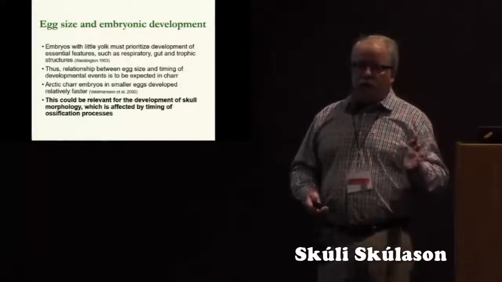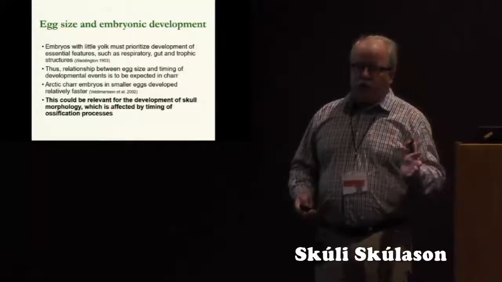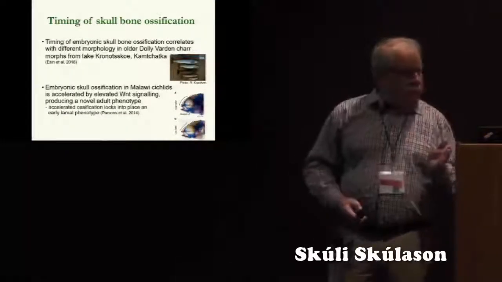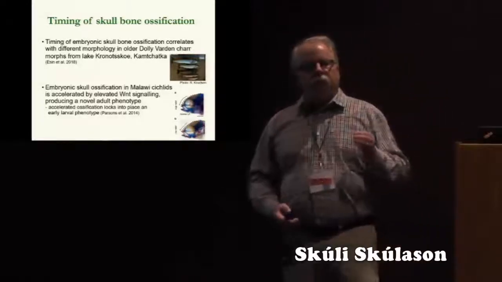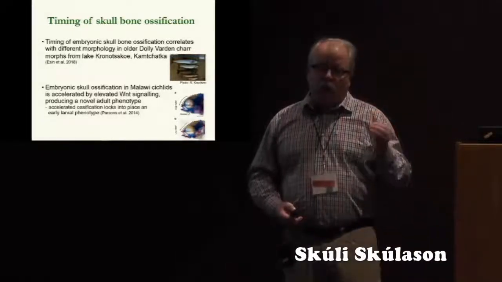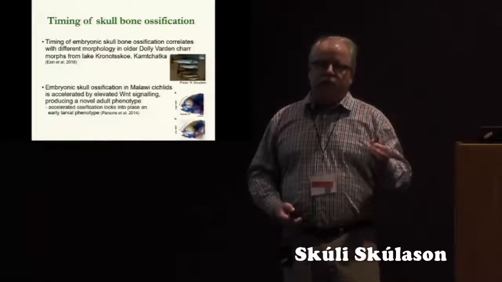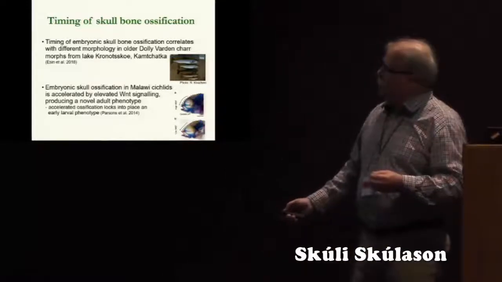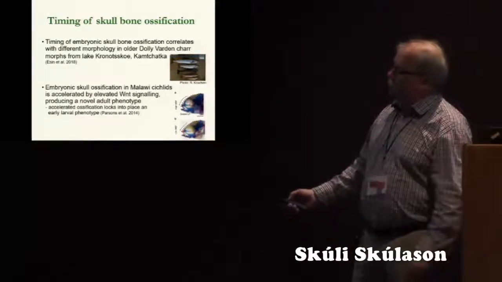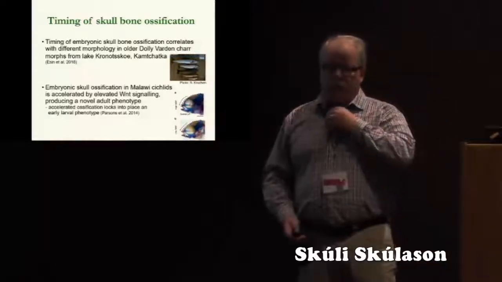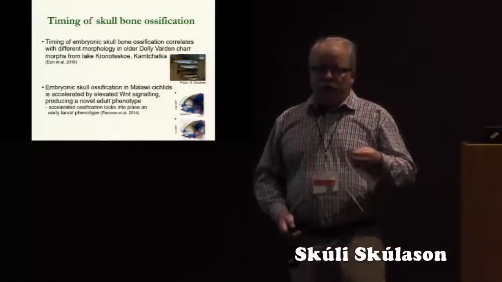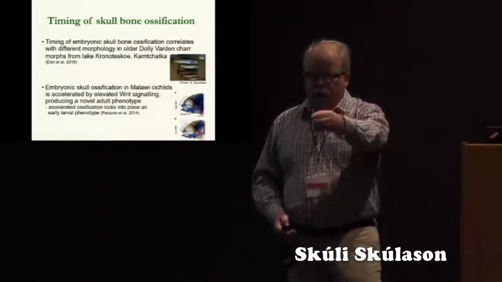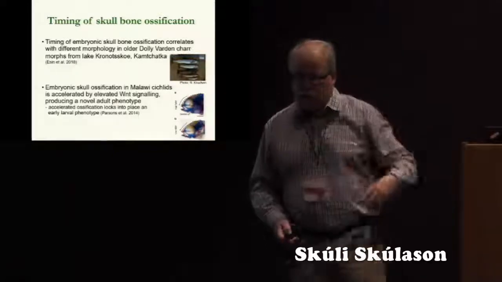So let me now convince you that there is that ossification of the skull and the bones that is significant when it comes to the development of morphological differences of the skull in juveniles and adults. First of all, a very recent study by Dahl from Dolly Varden Charr, where they saw a very clear association between timing of ossification of skull bones and later juvenile and adult morphologies. So I urge you to look at that evidence.